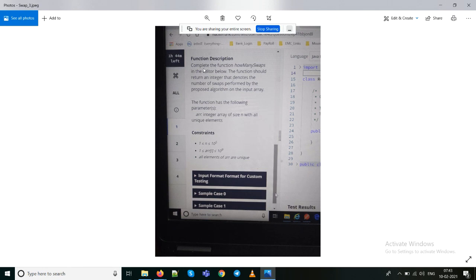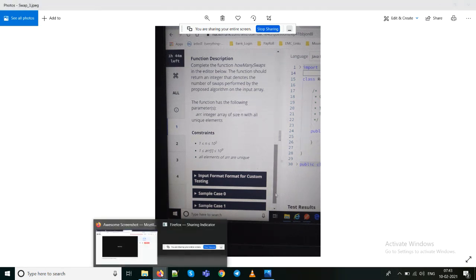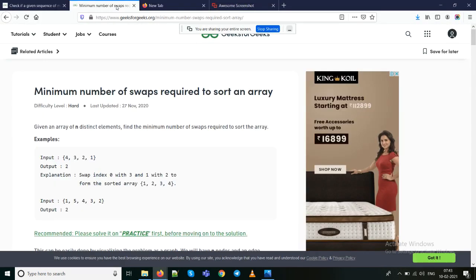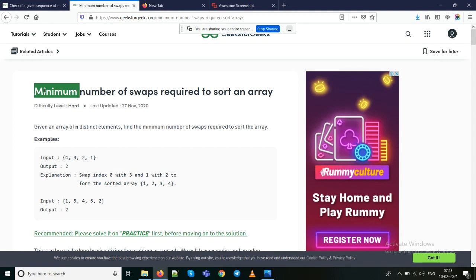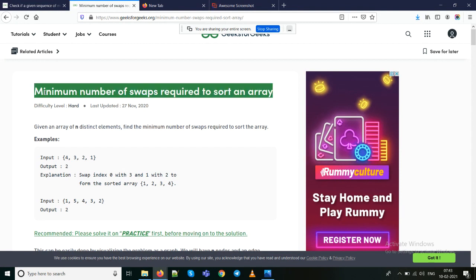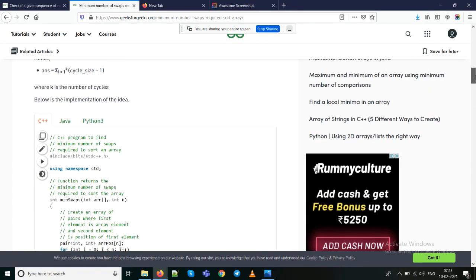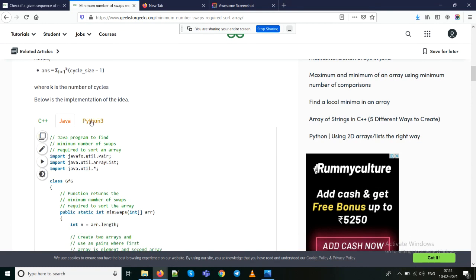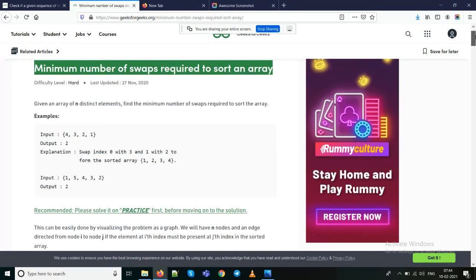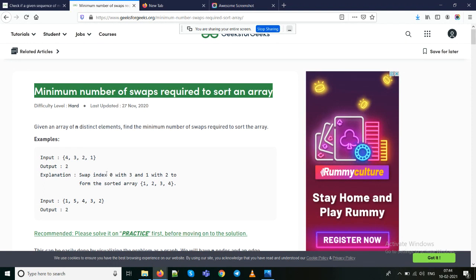For this question, I found a similar one on GeeksforGeeks. Let me show you that as well. So this is the question which I found pretty much the same as the one given by Amazon. Here also we are trying to figure out how many steps are required to sort an array. They have given a solution in Java, Python, C++, so whichever you're comfortable with, you can choose that. What matters is the logic given over here.